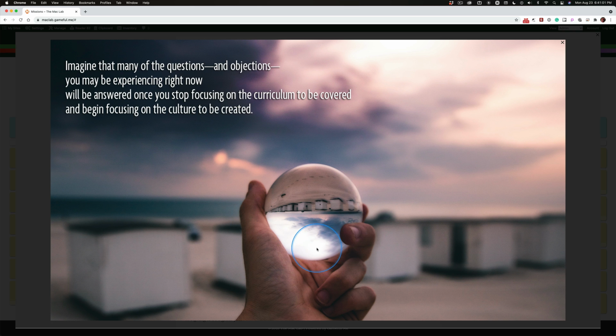Those of you who are buying into these crazy ideas of how we see the world differently in the Mac Lab. And by the way, this is an example of those crystal balls I use when I juggle on the beach. They're just beautiful.